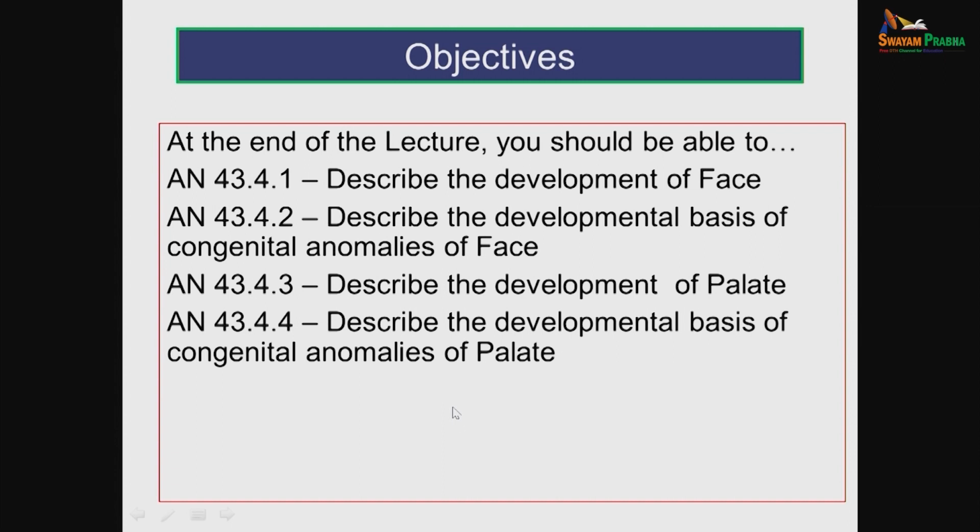First, let us look at the objectives of this class. At the end of this lecture, you should be able to describe the development of face, describe the developmental basis of congenital anomalies of face, describe the development of palate, and also describe the developmental basis of congenital anomalies of palate.